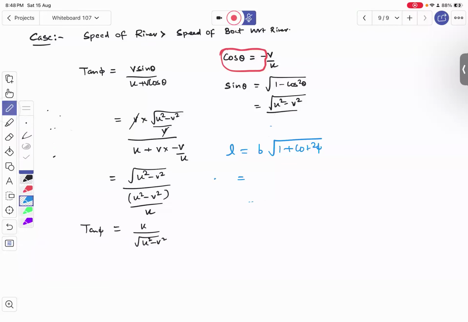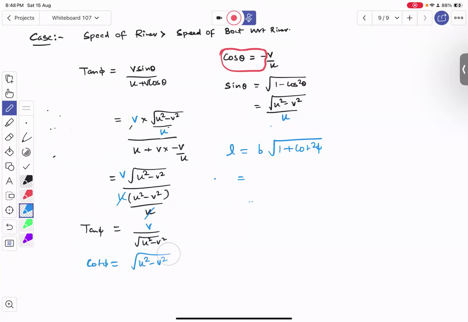So U square it is, so U it will be. U it is, V it is. So V here, and this U will get cancelled, and this will be V by root over U square minus V square. So cot phi will be reciprocal of that. So cot phi is going to be equal to root over U square minus V square by V.